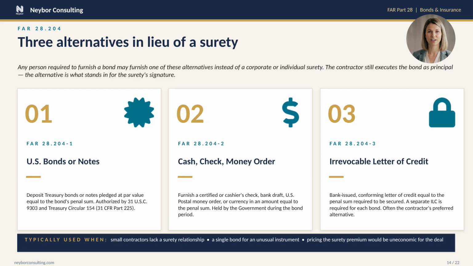The bank charges a fee on the face value, typically 0.5 to 1.5% annually, and your line of credit is encumbered but not drawn. In practice, the irrevocable letter of credit is the most used alternative for sophisticated mid-sized firms, and certified check for the smallest contractors who don't have a banking relationship that supports an ILC.